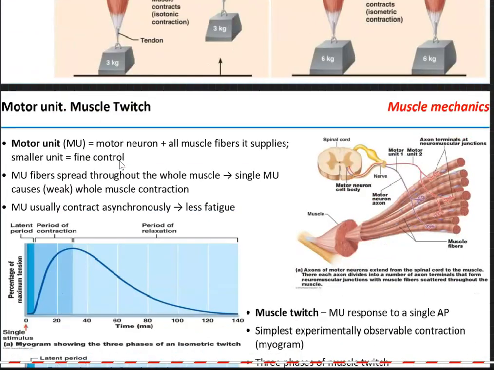So before we figure out what determines the force of contraction, we need to introduce the concept of a muscle twitch. As we mentioned before, every motor neuron innervates several muscle fibers.